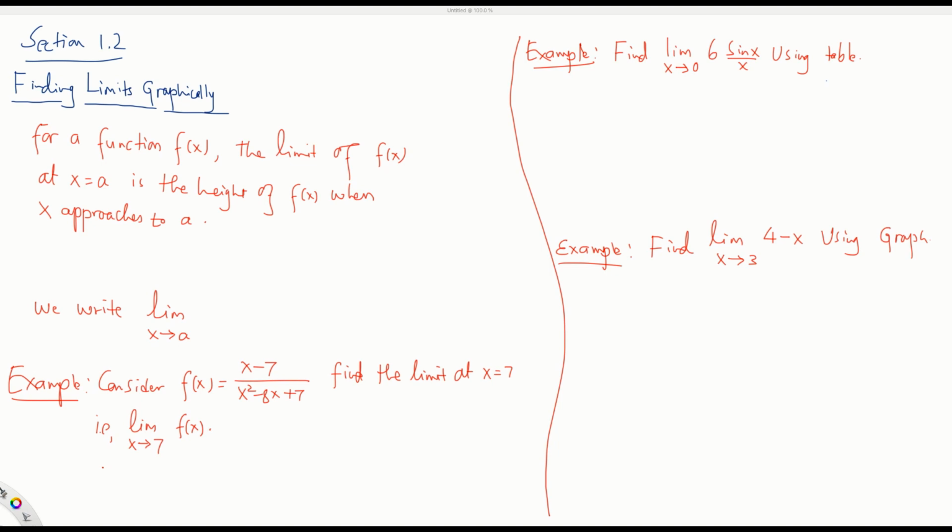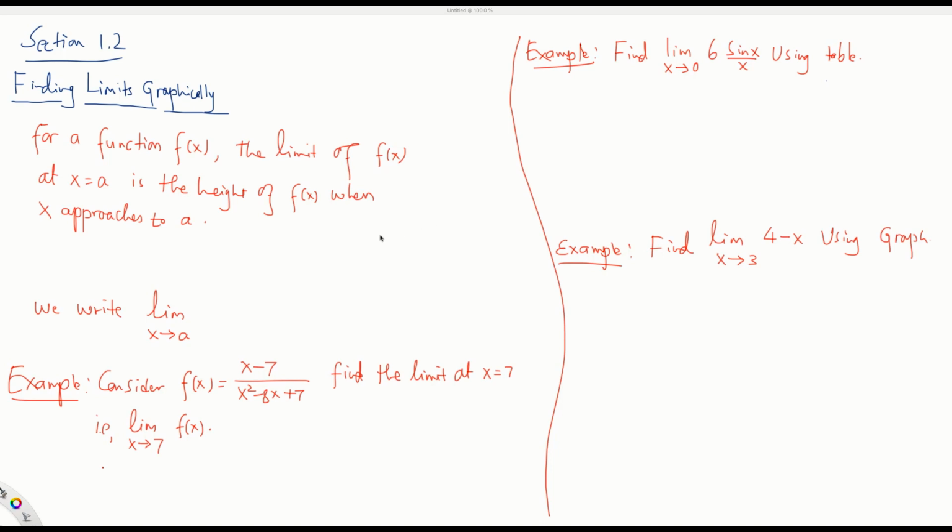In the last video we talked about the functional value. Functional value is the height of the function at a point, at x equals 1 or x equals 2 and so on. Now the limit of a function is not exactly the same as the functional value, but close to that. What does that mean? It means that for a function f(x), the limit of f(x) at x equals a is the height of the function when x approaches a.